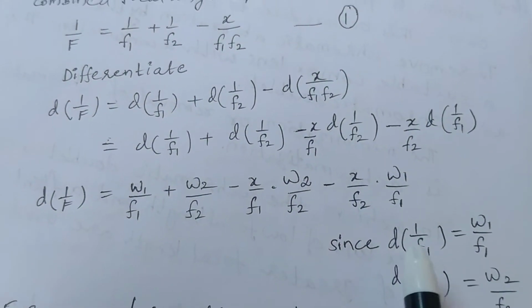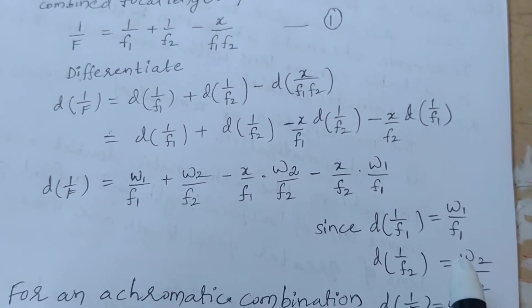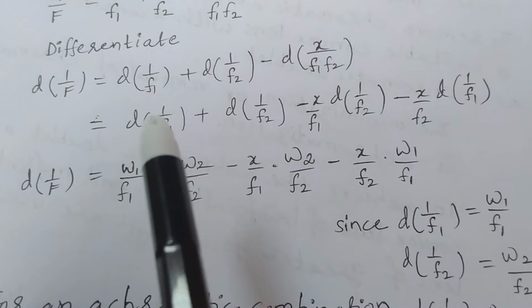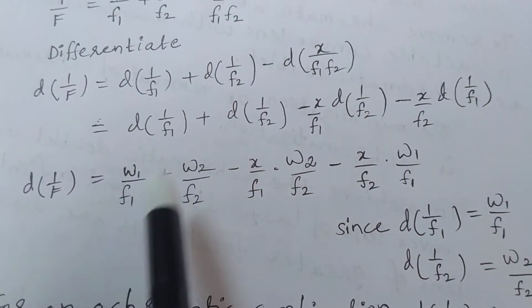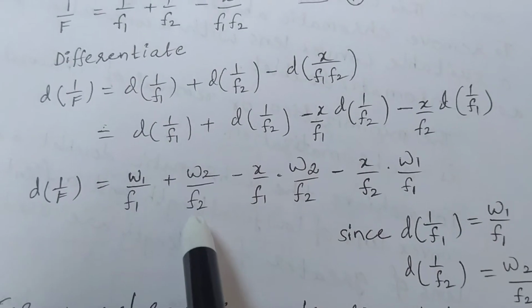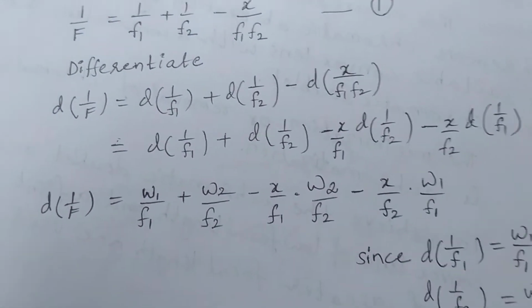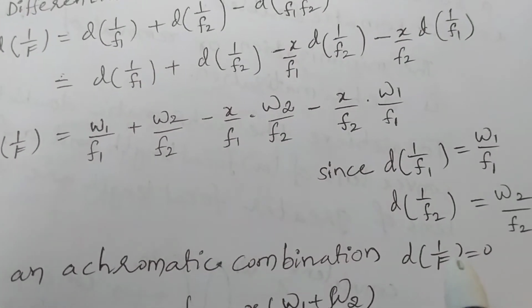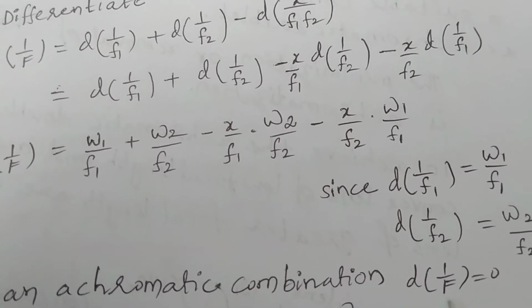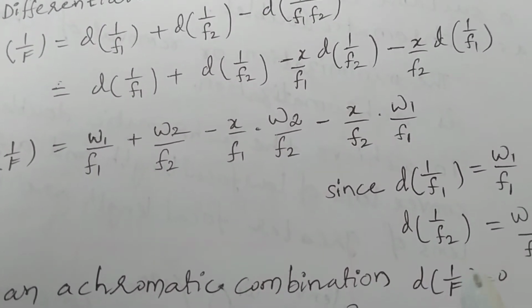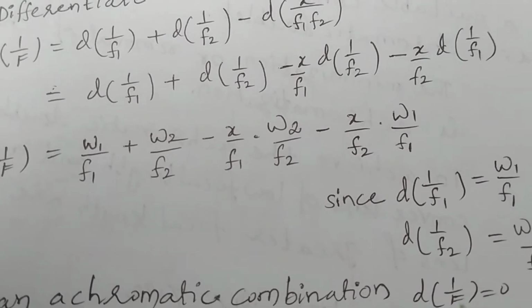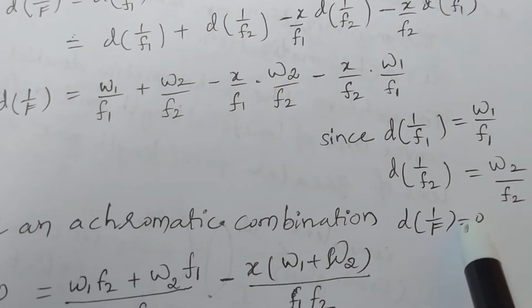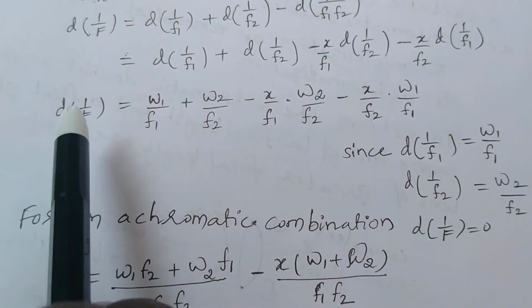So from that, d of 1 by f1 is equal to omega 1 by f1, and d of 1 by f2 is equal to omega 2 by f2. These values we substitute here. Now for an achromatic combination, d of 1 by f is equal to 0, because an achromatic combination has a single focal length, it does not change. That's why d of 1 by f is equal to 0.